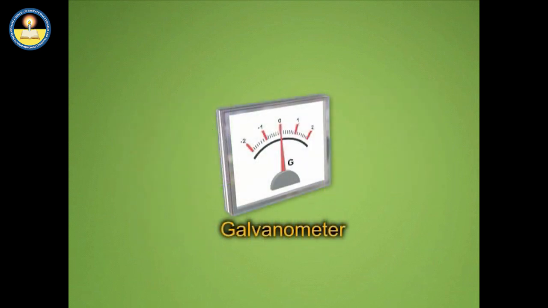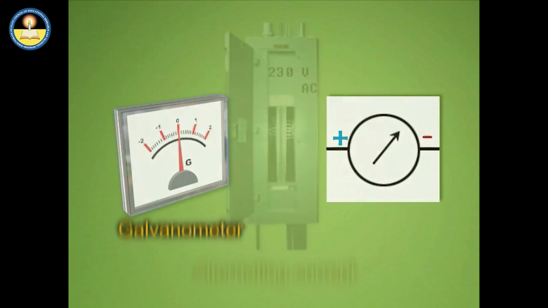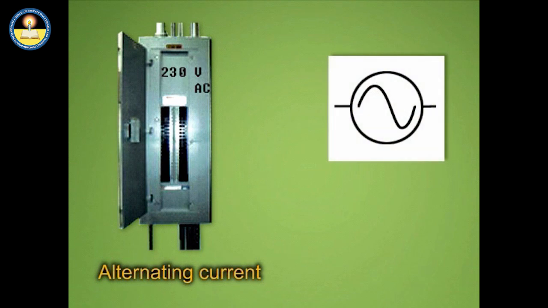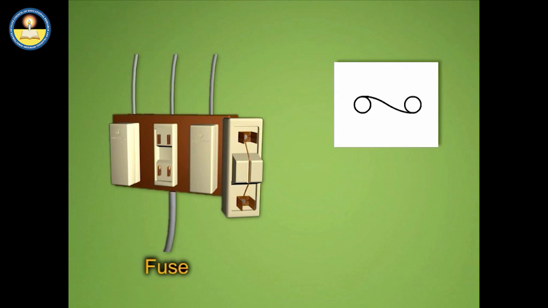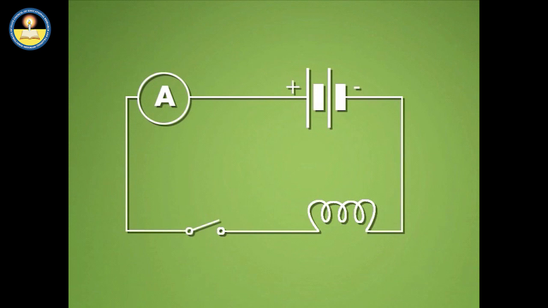Sometimes another similar device, that is a galvanometer, represented by an encircled arrow, is also used. It not only detects the presence of current, but also indicates the direction of current. Main supply of an alternating current is represented by an encircled wave sign. To prevent a circuit or costly devices from overheating and short-circuiting, a fuse is used. It protects the circuit by melting and thereby breaking the supply of current.